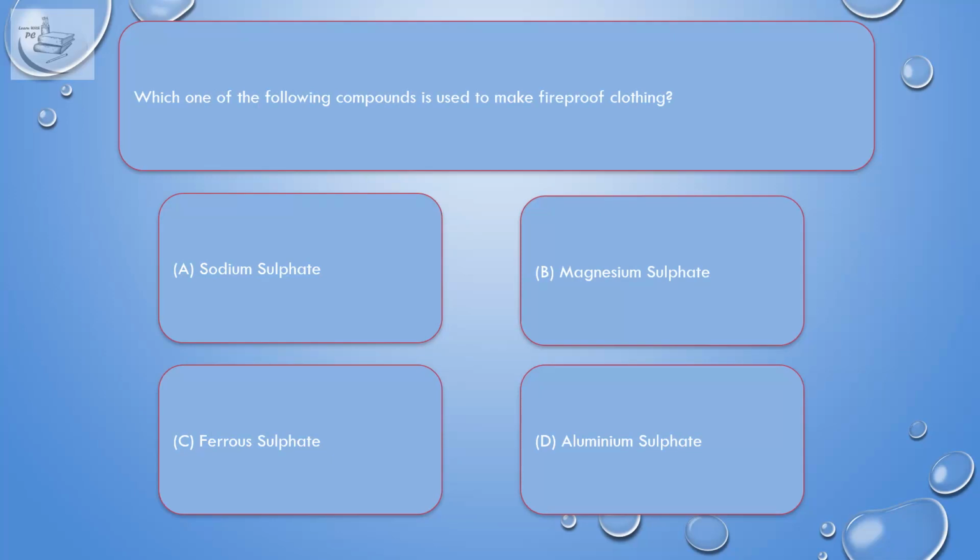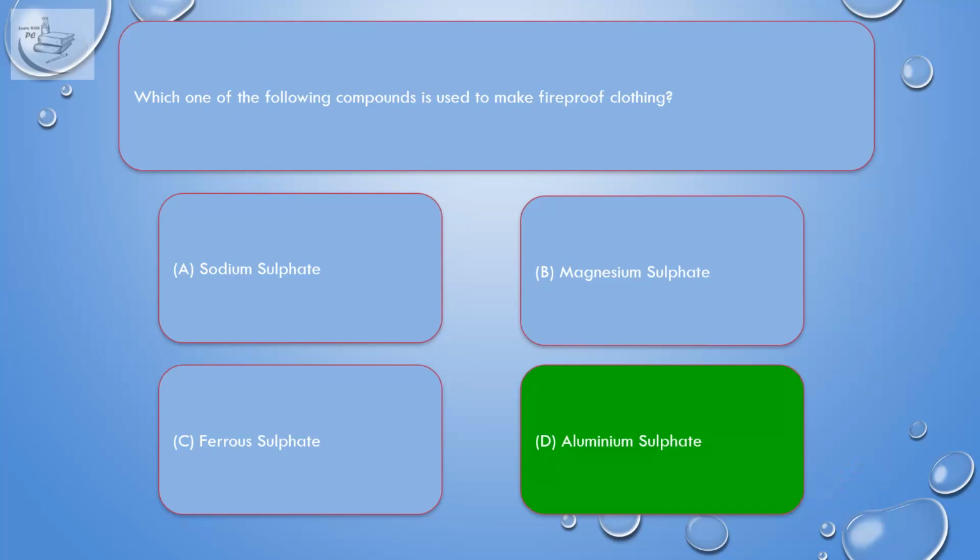Question: which one of the following compounds is used to make fireproof clothing? A. Sodium sulfate. B. Magnesium sulfate. C. Ferrous sulfate. D. Aluminium sulfate. Correct answer is D. Aluminium sulfate.